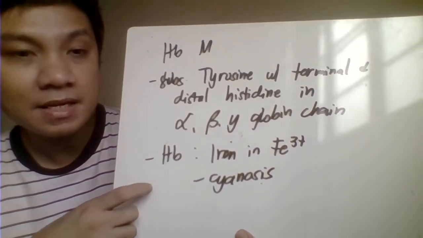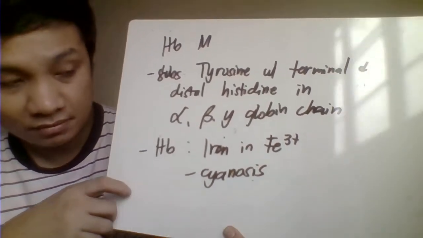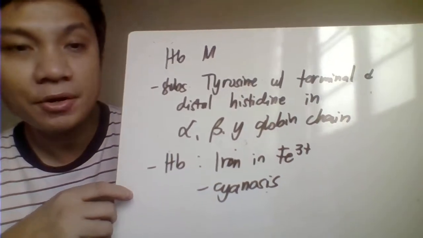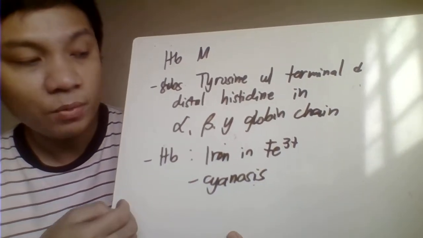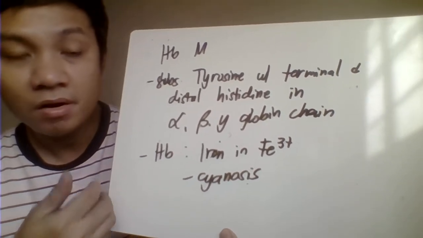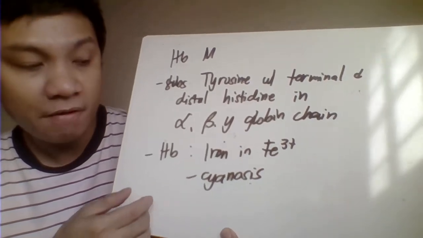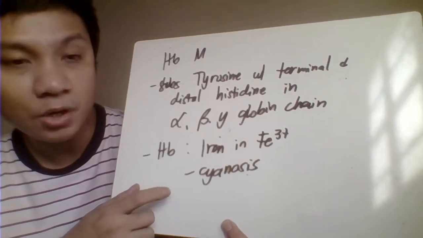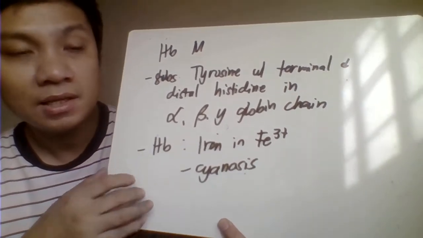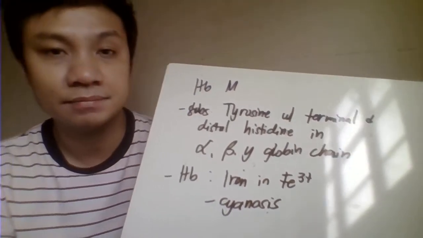Hemoglobin M is characterized here by your methemoglobin, wherein the iron is in the ferric state, which is not your functional iron state. Your hemoglobin here would have the ferric ion that could not bind with the oxygen, could not transport the oxygen, and therefore your tissue will be deprived of oxygen, resulting in cyanosis. And then this one with your methemoglobin, ito yung hindi siya responsive sa ating methylene blue treatment.